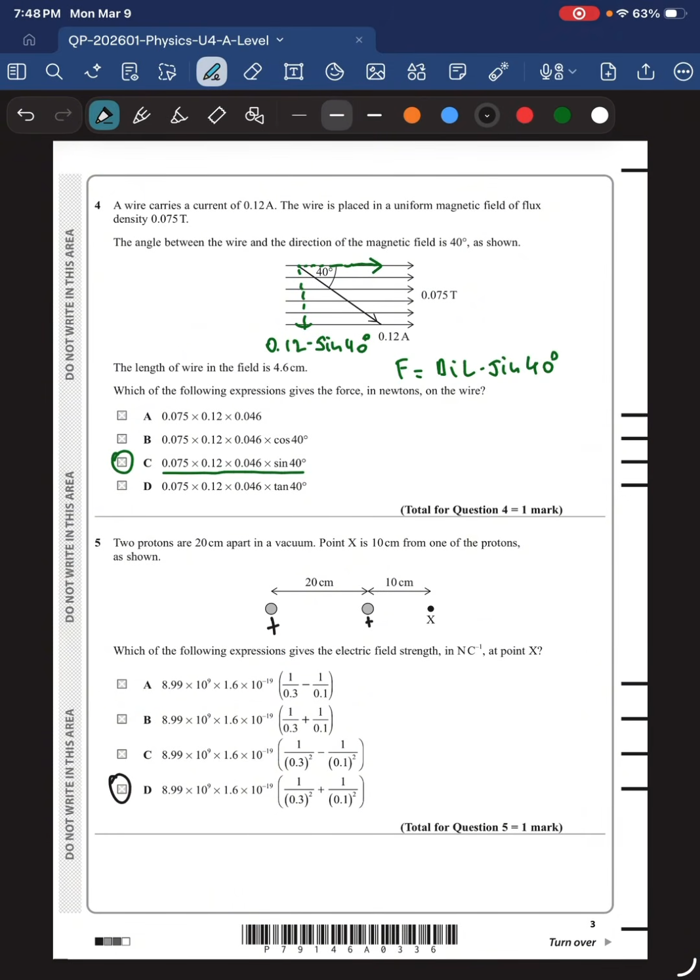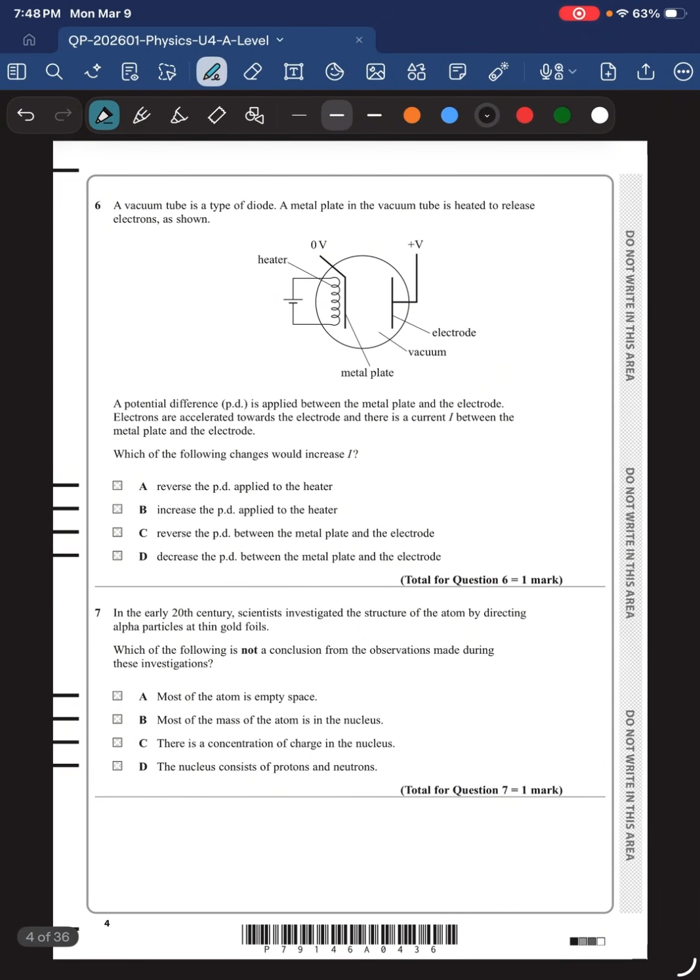So we have two protons, right? So the electric field at X is K, and then e, which is the charge of one proton, over 0.3 squared, which is the distance of X from the first proton. So this is 0.3. And then plus the same thing, Ke over 0.1 squared, which you can immediately recognize as this option. Okay, so let's move on.